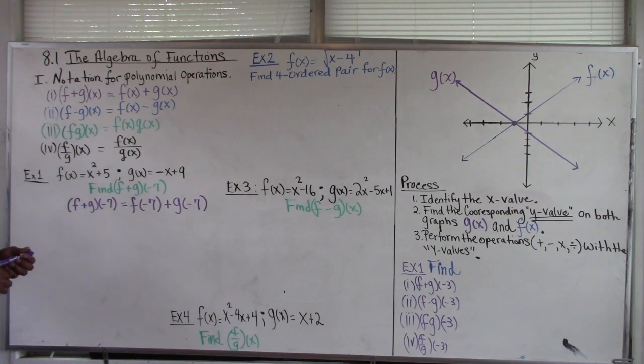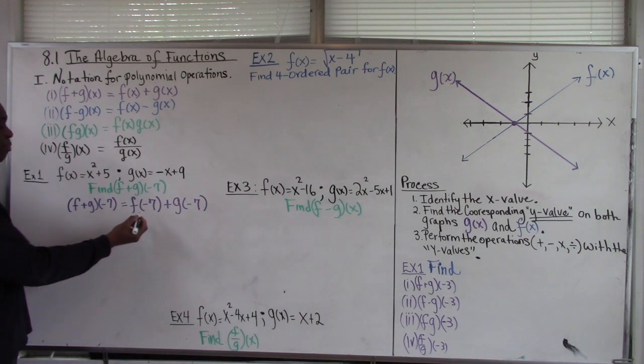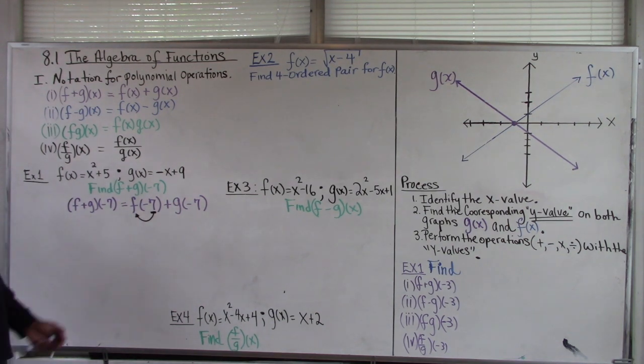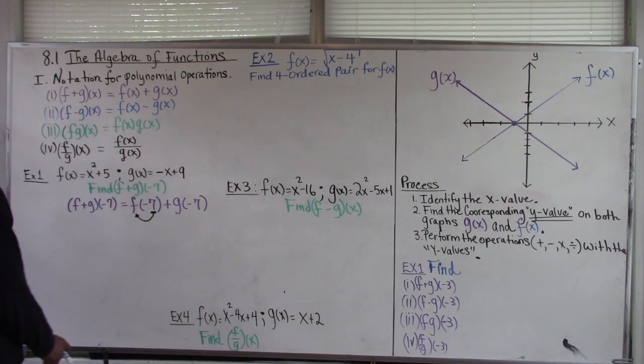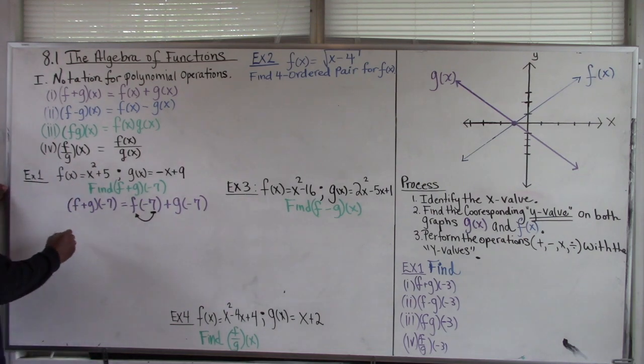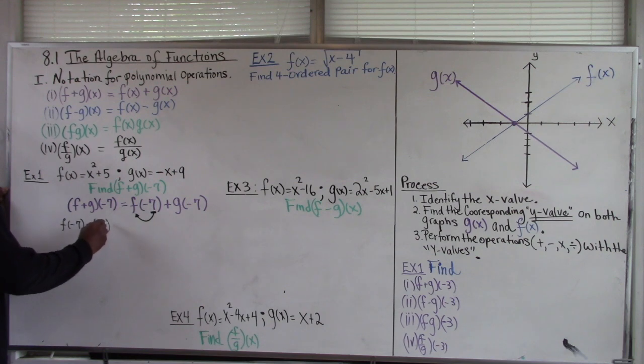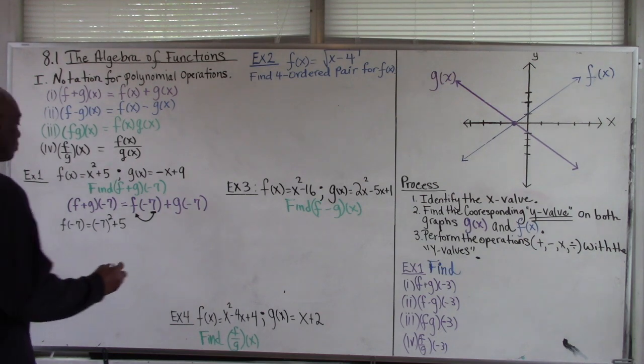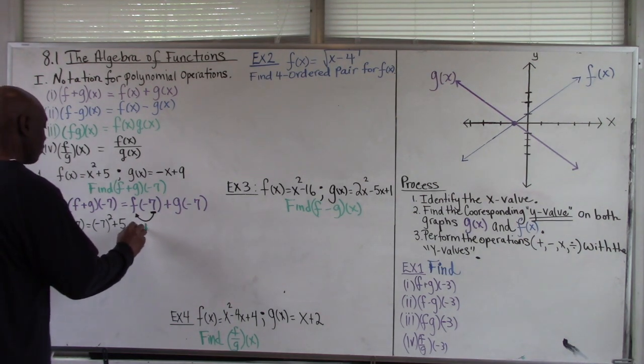What this means is you can go ahead and put negative 7 inside of the function f, and let's see what we get. Well, what is f? F is right here. So f of negative 7 is going to equal negative 7 squared plus 5. That's f of negative 7. And I want to add that to, a plus sign, if you will.